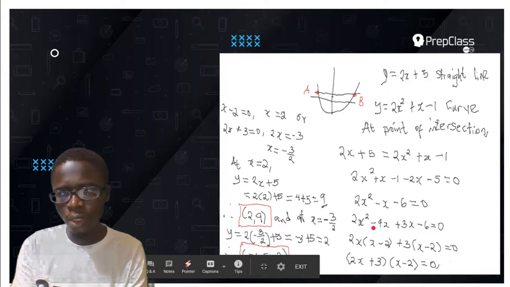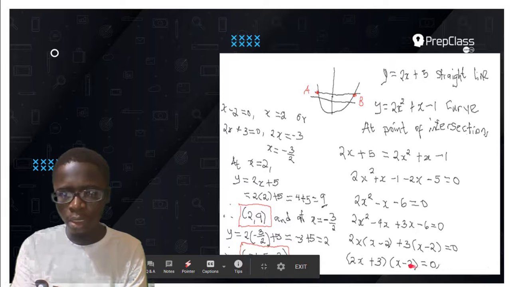So from here, we need to just collect like terms here. 2 and x are like. So as you can see, if we say 2x times x, we have 2x squared. And 2x times minus 2, we have minus 4x. And if you open these two, you have this, as you can see. So now we have two similar brackets. It means we can take one and then enclose this 2x plus 3 also. So this is the quadratic equation that we have here equal to 0.